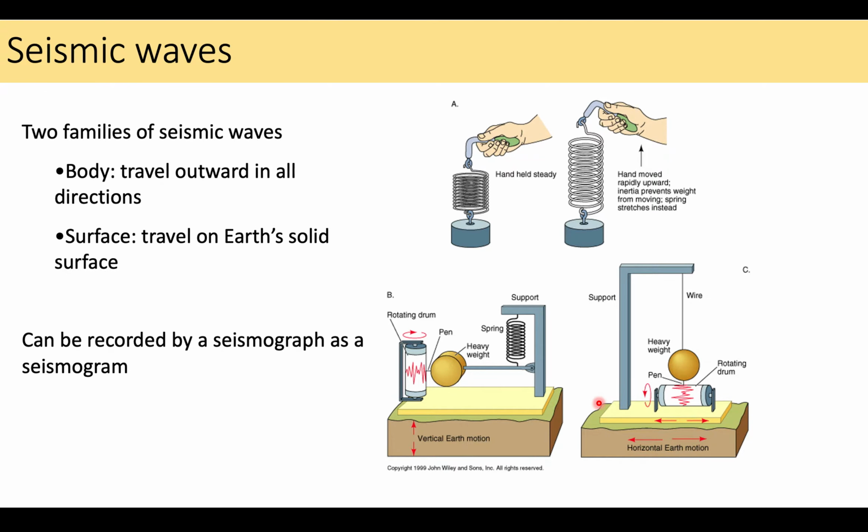So the body waves and the surface waves are both recorded by what we call a seismograph, and is recorded into what we call a seismogram. So a seismogram is a piece of paper, generally, that will show these lines for any type of motion. The seismograph is the machine that is actually recording any motion that it picks up. So the seismographs will measure both body waves and surface waves.